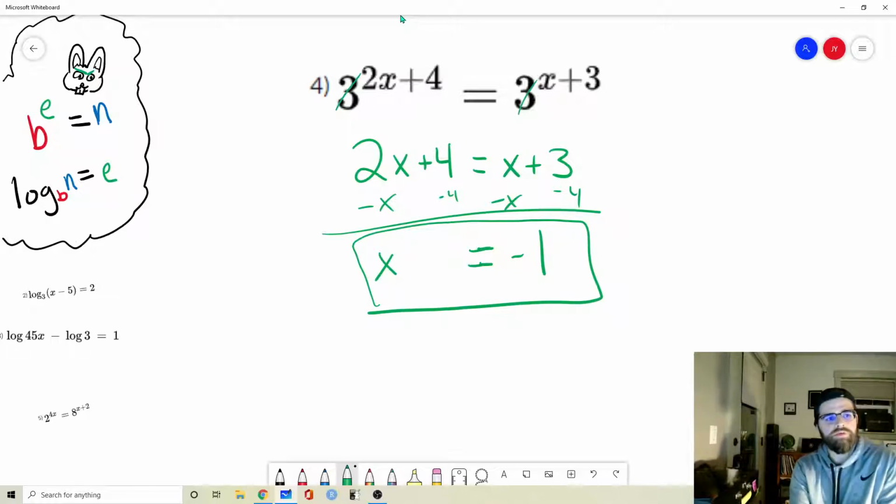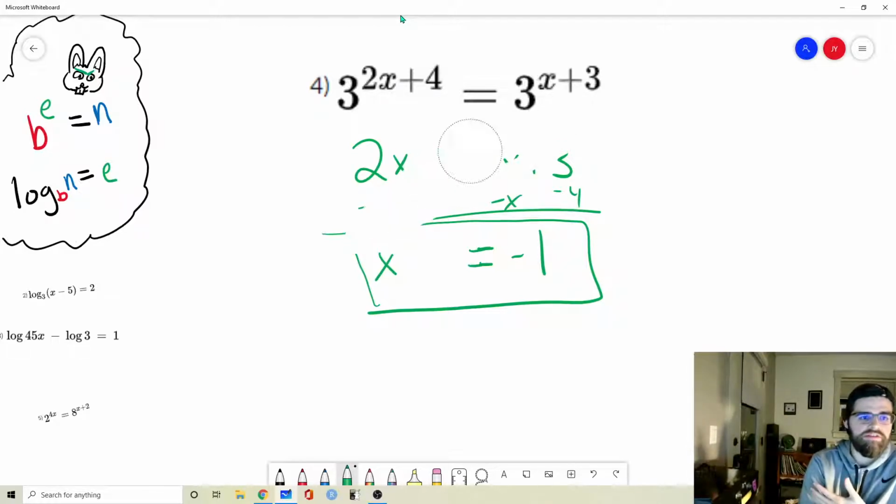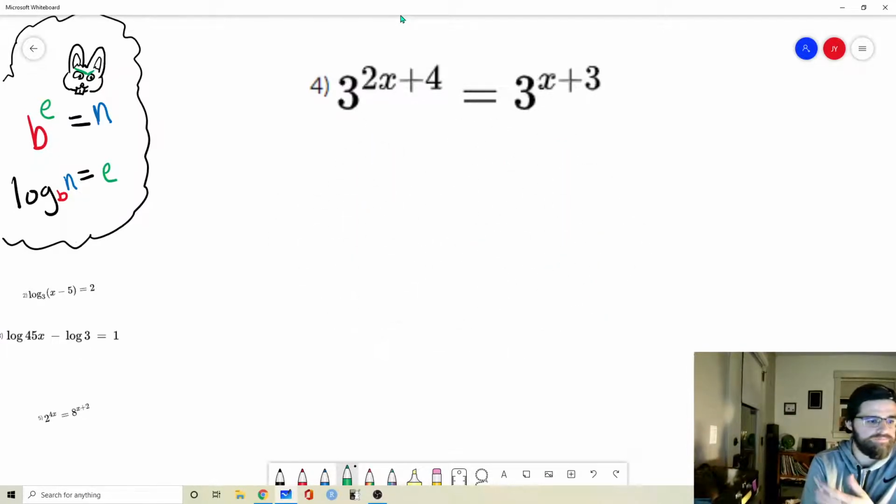Sweet. Again, up here we had exponents on both sides of the equation, but we happen to have the same base: 3 to some power equals 3 to some power. So we were able to just get rid of those bases and set the exponents equal.